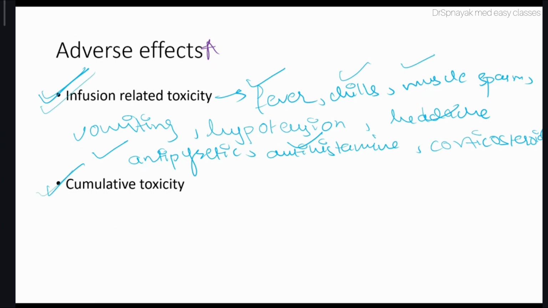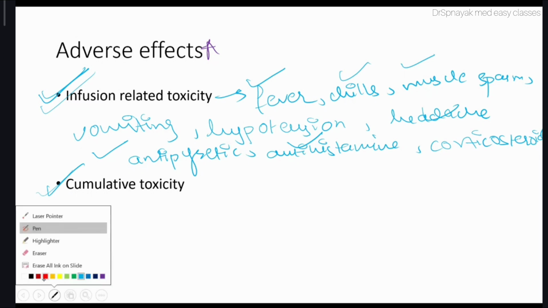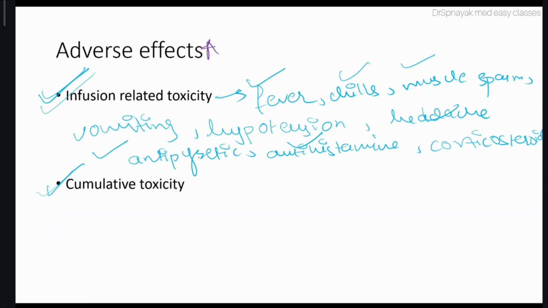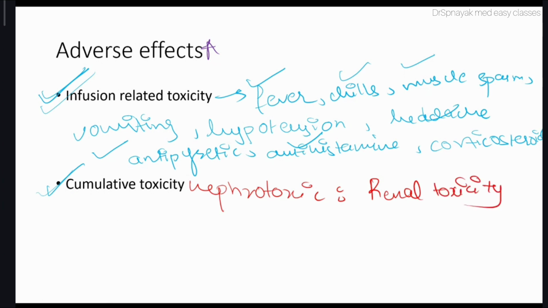And we have the cumulative toxicity. Now this is very much important. One of the major cumulative toxicities is that it is nephrotoxic. That means it is causing renal toxicity. This is very, very important. Why? Because it has affinity for the renal epithelium.